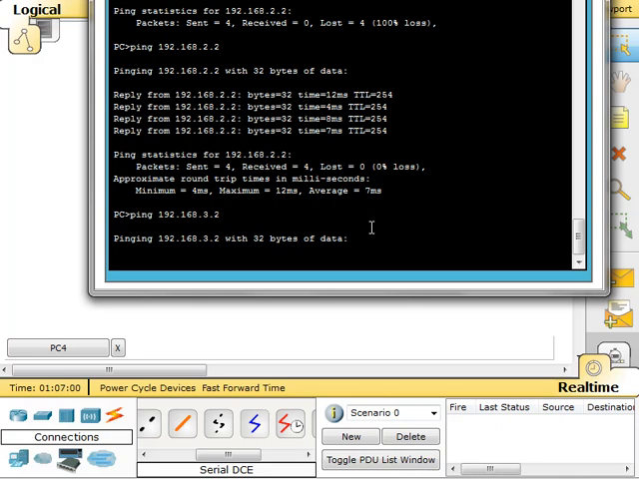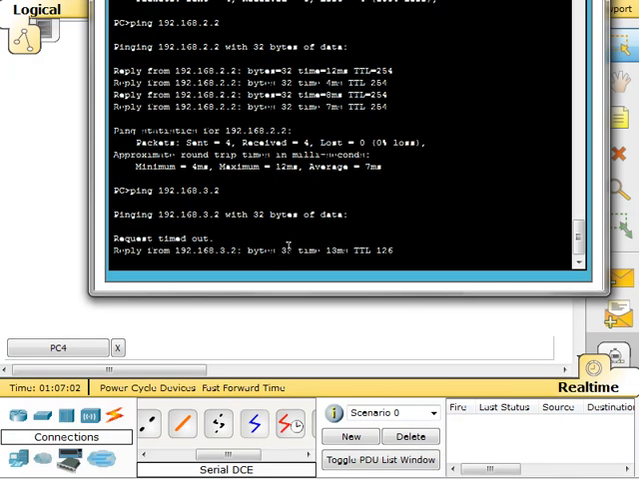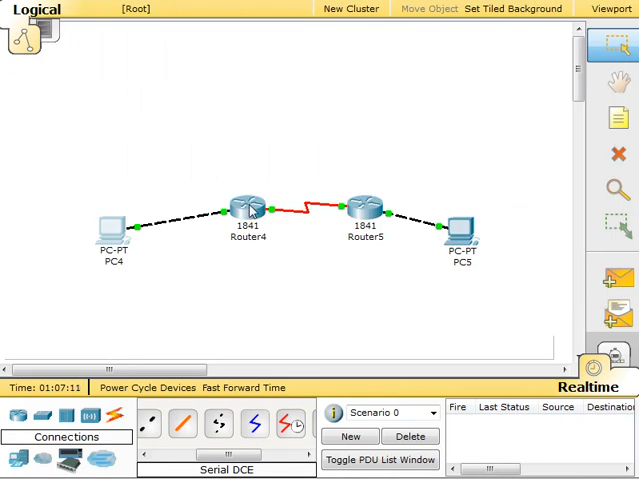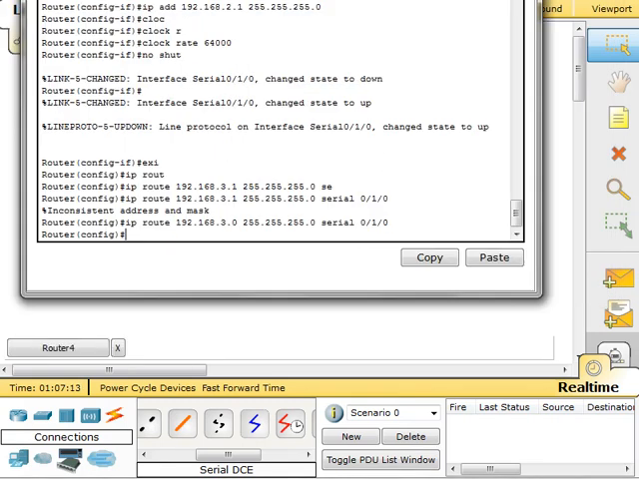I'll typically get a timed out on the first one. That's because ARPs need to be done to resolve the whole network. After that I get a reply. So at this stage the static route is working, and I'm getting traffic routed across the network.